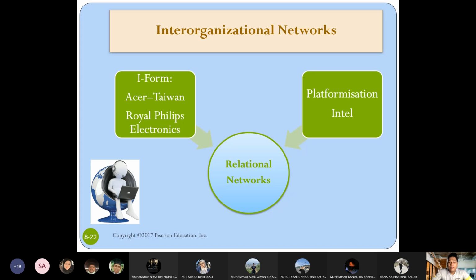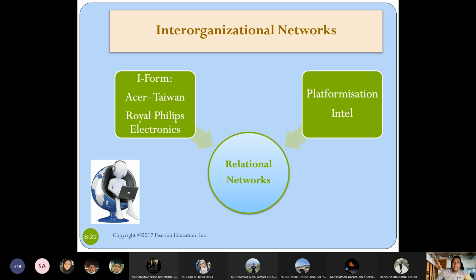So if you look from here, Intel and Acer are organizations that come up with laptops and so on. It's different in terms of the processor and so on. So this is the same industry, but they try to beat each other, and they become the relational networks. So this one we can call inter-organizational networks. Inter-organizational is based on different organizations, but the same industry.